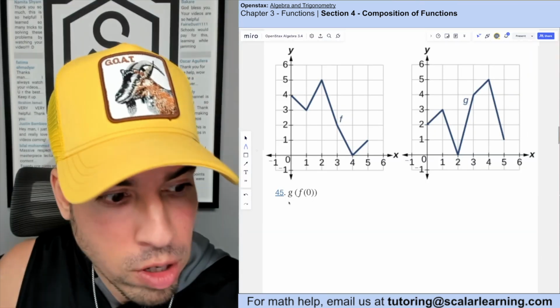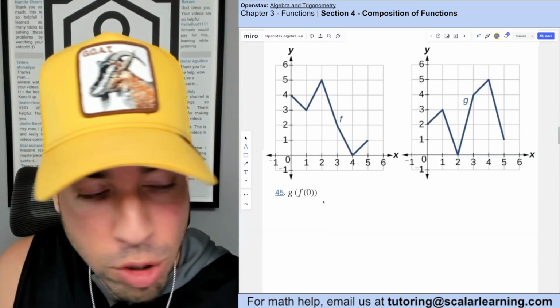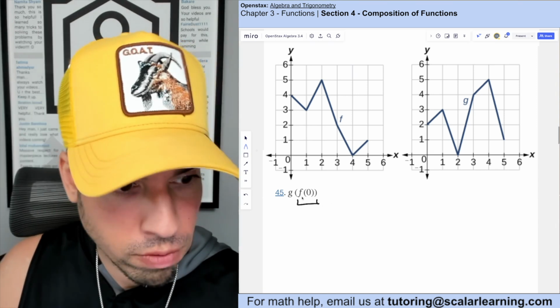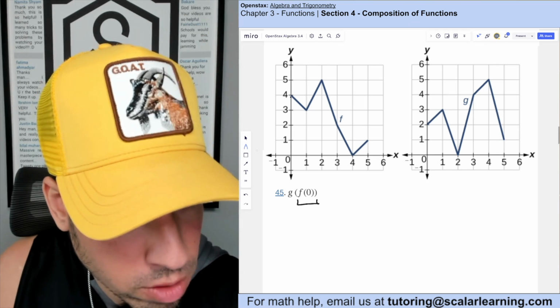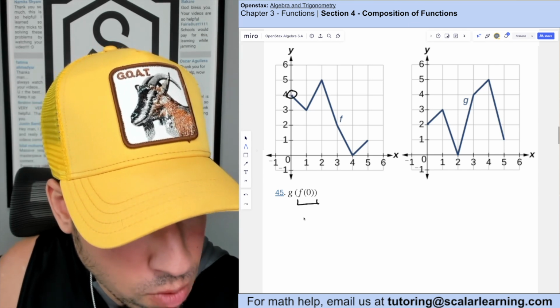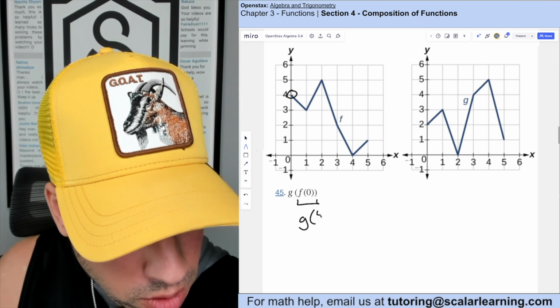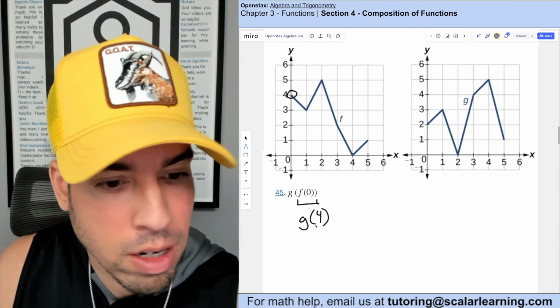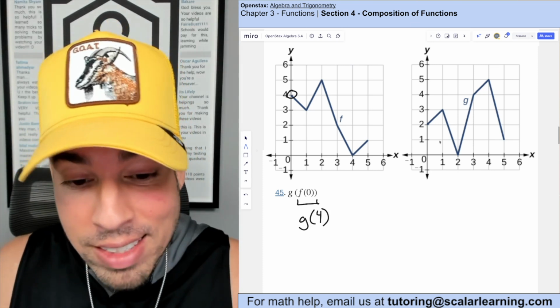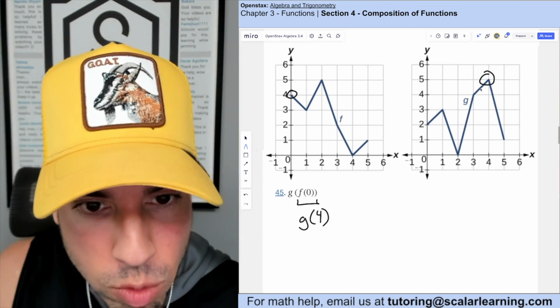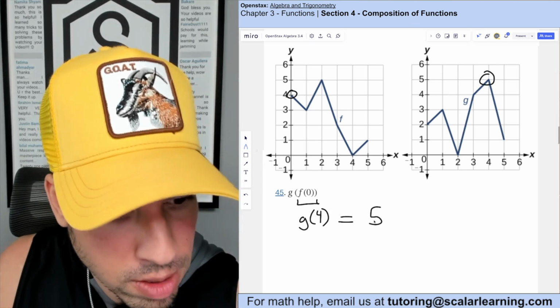Done. Here we're trying to find g of f of 0. So we're going to start with the inside first. What is f of 0? Where's x equals 0? Right here, the function value there is 4. So I'm going to replace f of 0 with 4. And then I want to find g of 4. So 4 is here. That's the function value of g when x equals 4. We go up to the function value, which is 5. So 5 is the winner.